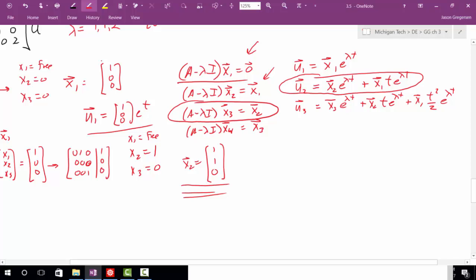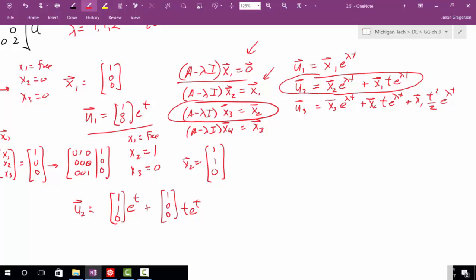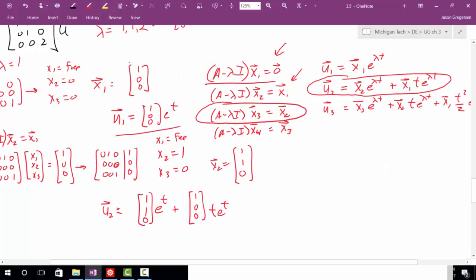Right? So this was our generalized eigenvector. That means my second solution would look like (1, 1, 0), my generalized eigenvector, e to the lambda t, plus my original eigenvector, t e to the lambda t. So now I've generated both solutions from this repeated eigenvalue. All right, any questions so far?